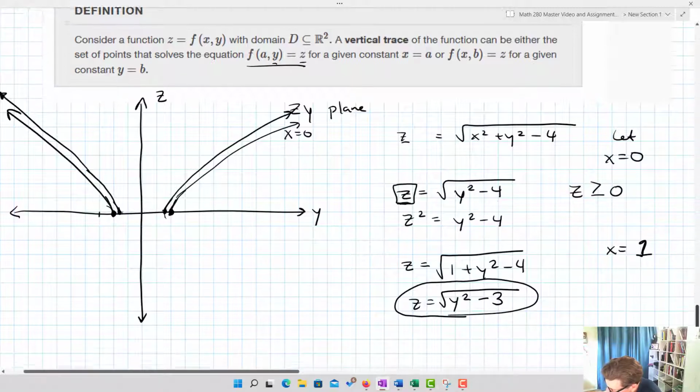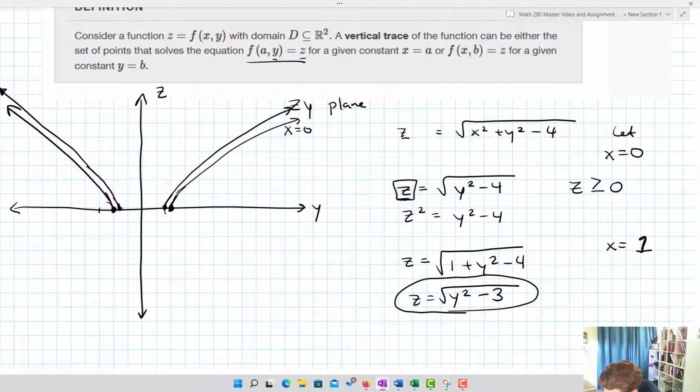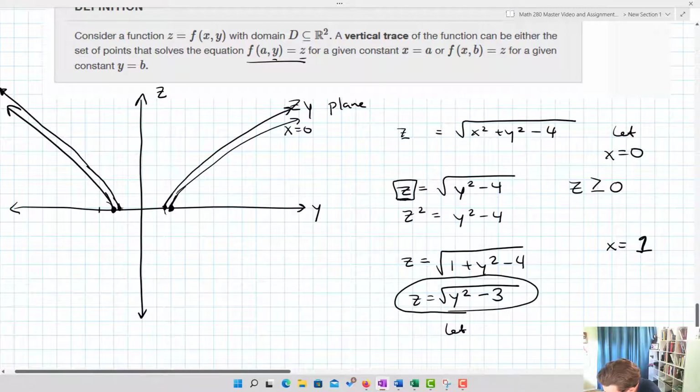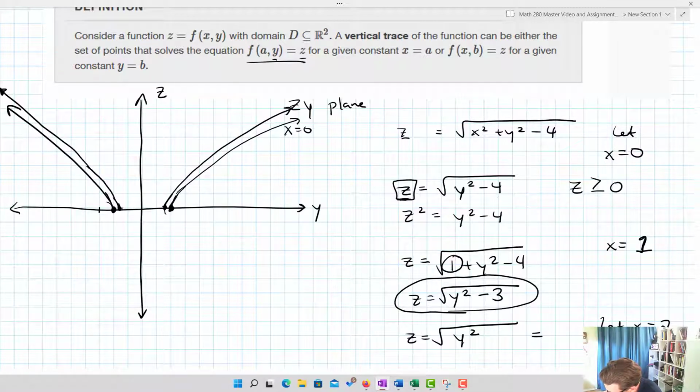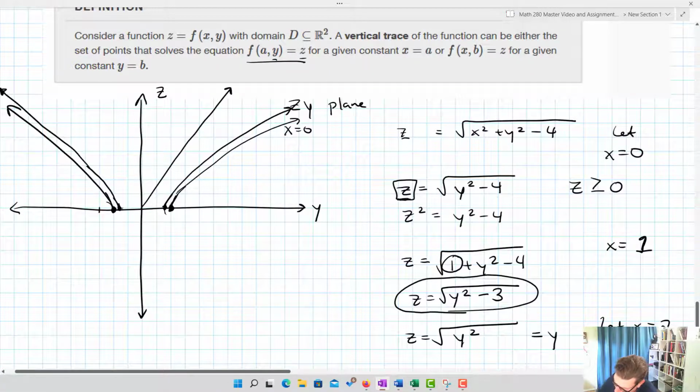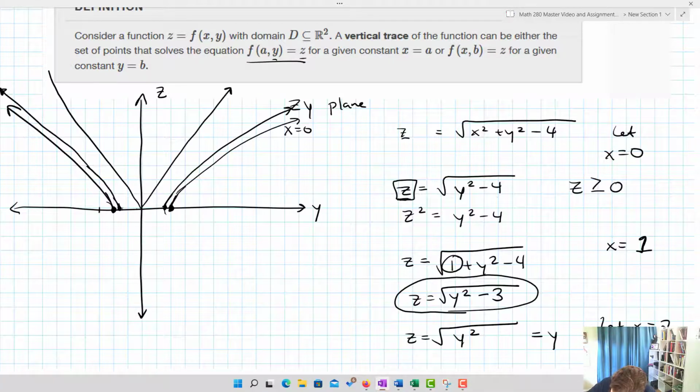We could actually imagine one more. Let's say we let x equal 2. If we let x equal 2, then we get z equals the square root, and this is going to be 4 minus 4, so this is going to be the square root of y squared. So this ends up equaling z equals y. Okay? And so consequently, the square root of y squared is actually z equals y. So it's going to look like this. And, in fact, it's also going to end up going out in this direction too.